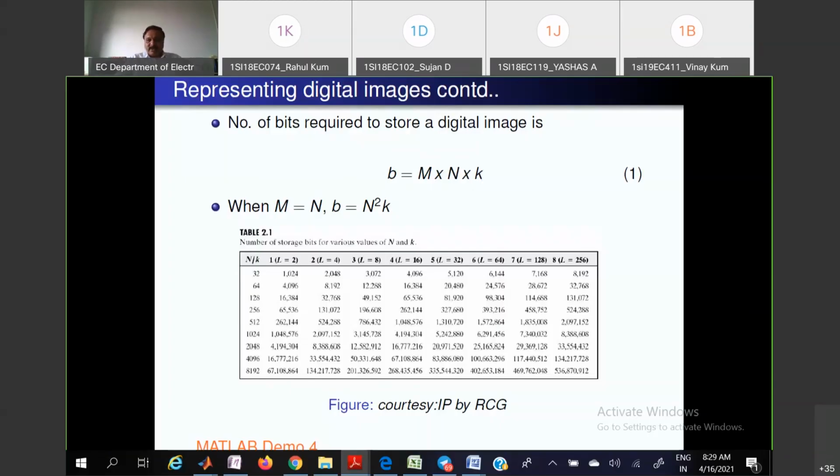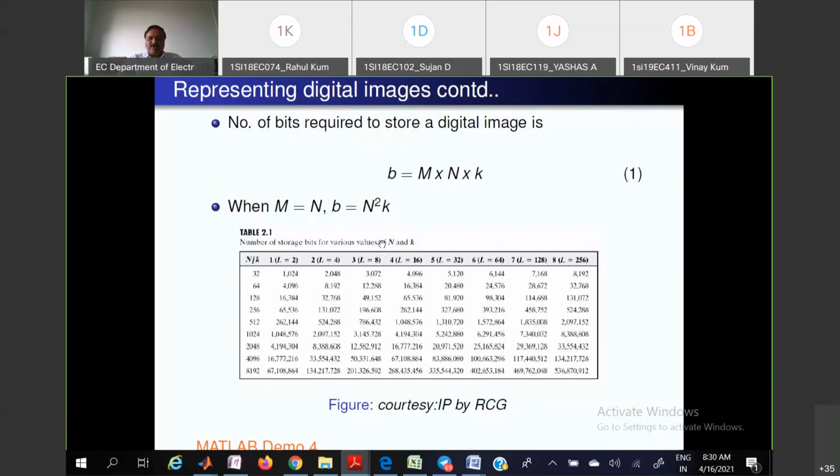Number of bits. It's not gray levels, it is the number of bits. So suppose I have a 1000 cross 1000 image, and if it is an 8-bit image, the number of bits will be 1000 into 1000 into 8. That is how you calculate the number of bits. Suppose I assume that it is a square image, that means the rows and columns are the same, then it will be N square K.